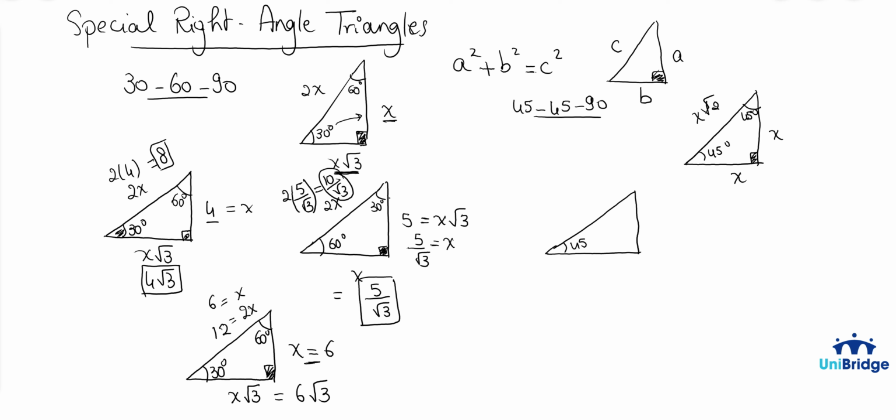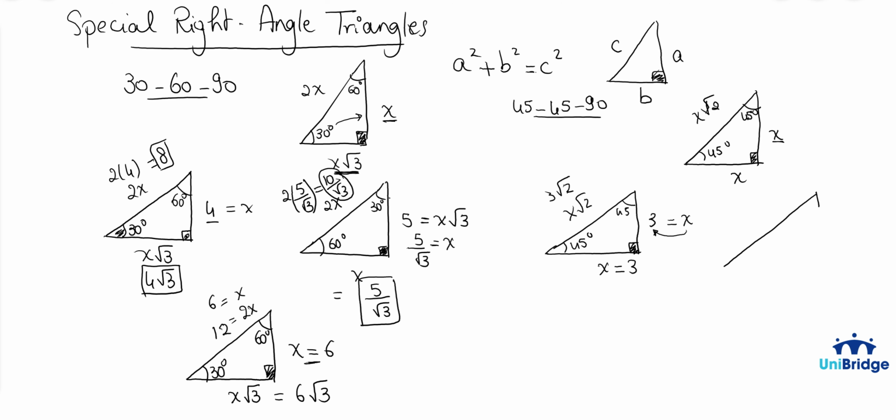If I'm given that this is 45 and this is the 90 and this side is 3, the question is, find the other two sides using only one side. Since this is 90, 45, and 45, again, we start by putting our ratio. So this is x, and this is x root 2. Now that you know that your x is 3, this is going to be 3 root 2. And this is going to be 3 as well.